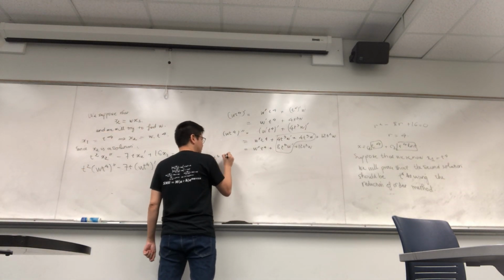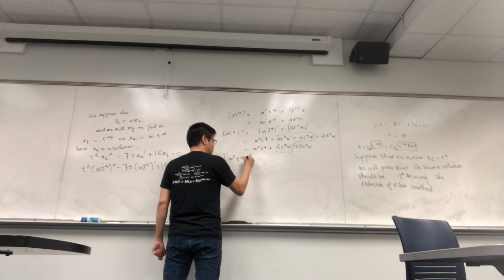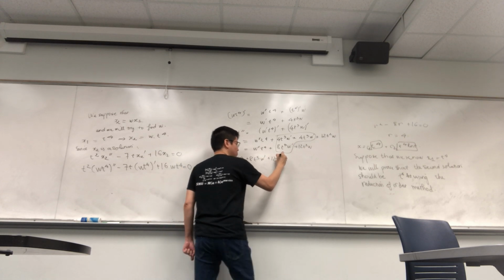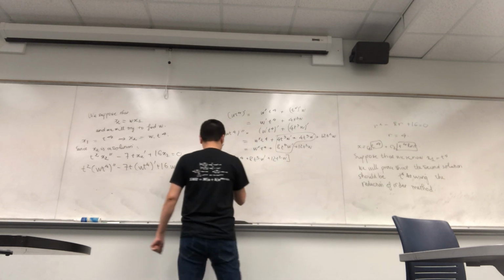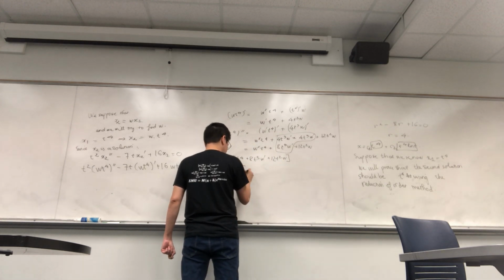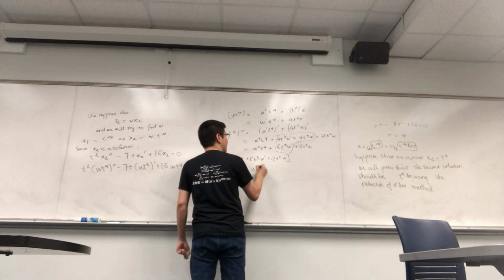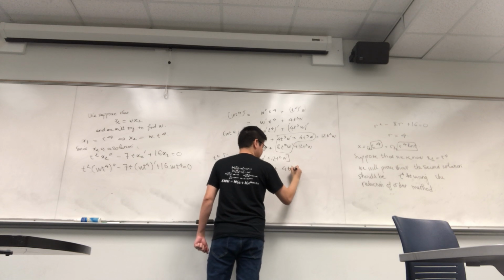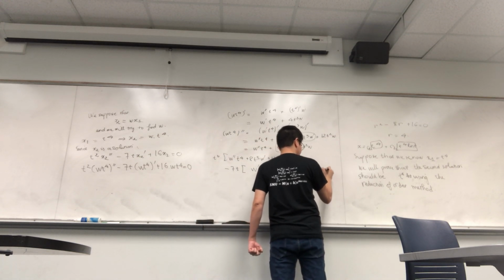I have t squared w second t to the 4 plus 8t to the 3 w prime plus 12t squared w, minus 7t times w prime t to the 4 plus 4t to the 3 w, and then I have to add 16 w t to the 4.